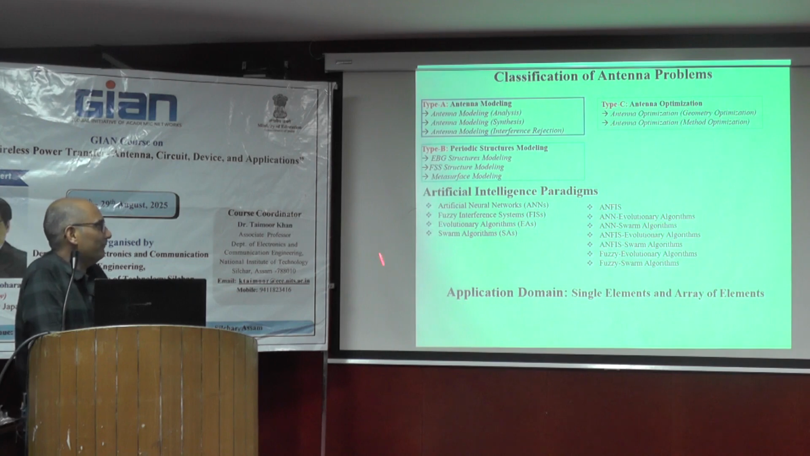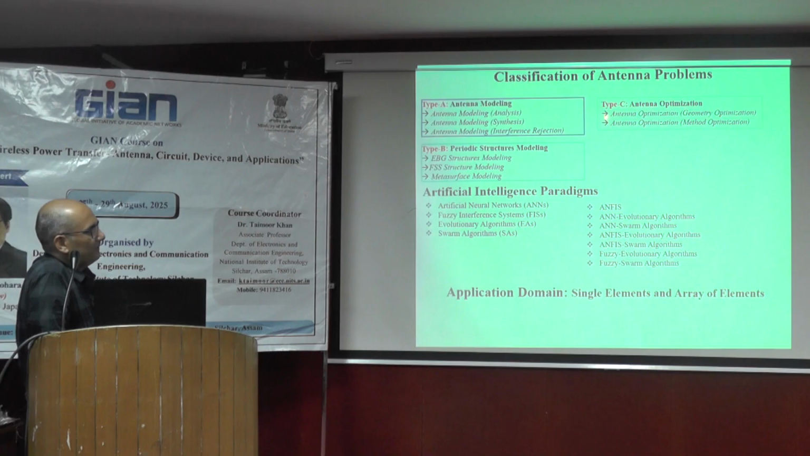Now, in my group, apart from RFEH and WPT, we are also working on modeling and optimization of antenna-related or electromagnetic problems, which are classified into three categories. One is antenna modeling: analysis modeling, synthesis modeling, and a third specific case for interference rejection in ultra-wideband antenna. The second is periodic structures, not antennas, that is structure modeling, such as EBG structures. We have some work on EBG structure modeling, frequency selective surface modeling, as well as metasurface modeling using machine learning techniques.